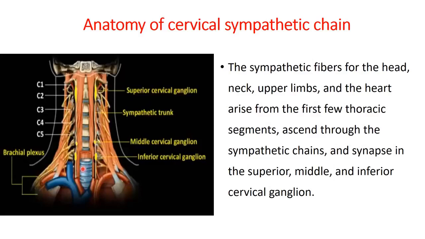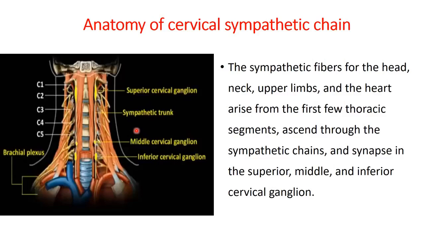From T1 to T4, the fibers go above and synapse here, and from here the postganglionic fibers go to innervate the head, neck, upper limb and the heart. That's why when a patient has sympathetically mediated pain in the heart, you call it referred pain. That is not a pinpoint pain like a somatic pain where there is an injury to the soft tissue. So what happens? There is a common sympathetic innervation between the upper limb and the heart. Upper limb sympathetic innervation is from T1 to T3 and the cardiac sympathetic innervation is from T1 to T4.